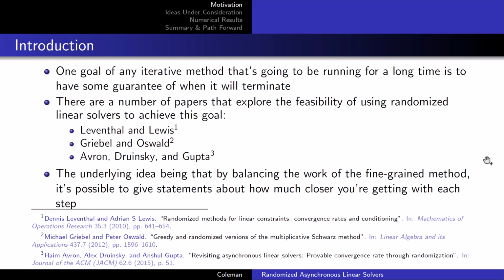The underlying idea for all of these techniques is that by balancing the work, by using randomization to change which processor is assigned to which bit of work, you can start giving better statements about how much closer we're getting with each iteration. So on average, how much does the error decrease each step of the way? And that's very valuable because if I know how much it decreases and I know what it starts at, I can set a tolerance, and before I do any calculations, before I start running on my supercomputer, I can know how many iterations it's going to take to get me to where I want to go.